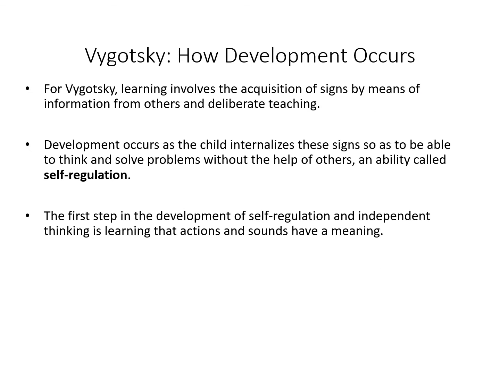So for Vygotsky, learning involves the acquisition of signs by means of information from others and deliberate teaching. He believed that development occurs as the child internalizes all of these signs so as to be able to think and solve problems without the help of others. This is an ability called self-regulation. The first step in the development of self-regulation and independent thinking is learning that actions and sounds have meaning.